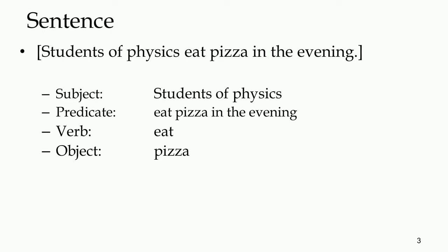We have looked at a sentence, and I have just discussed with you these sentences. For example, students of physics eat pizza in the evening. Here the subject is students of physics, predicate is eat pizza in the evening. Within the predicate the verb is eat and the object is pizza, and then you have another part of the predicate, that is in the evening, which is not the object, not the verb, but it is still part of the predicate.